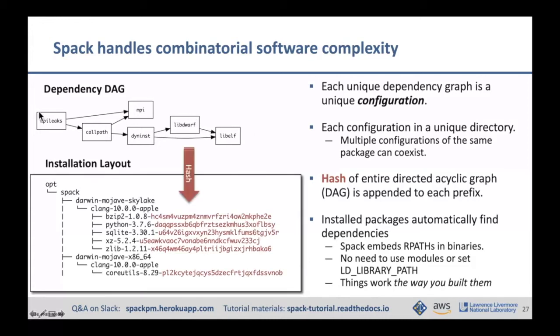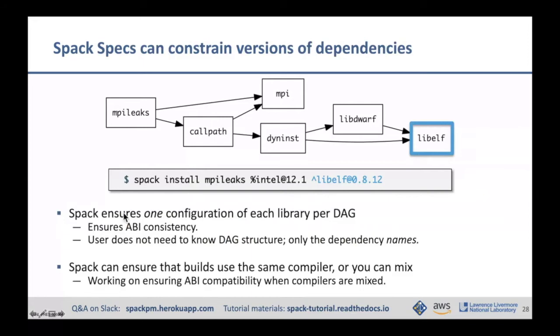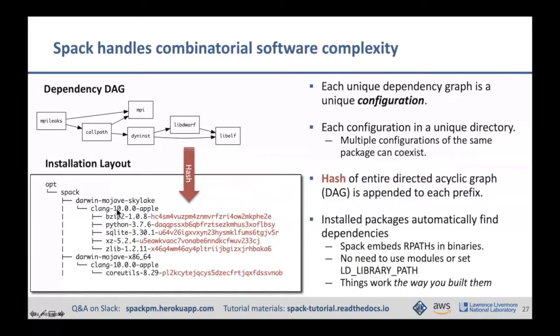And so what we do is we take a canonical representation of this graph and we hash it. And so really what you're seeing here when you see an install like Darwin Mojave Skylake, Clang 10.0.0 Apple, this is where the things actually get installed in Spack. Every single package that you install gets its own prefix, and it's uniquely identified by this hash. And we could just name the directories after the hashes, but we put this other information here so that you could actually see what was installed and sort of navigate it in the file system. But really all we need to identify any Spack package is the hash.